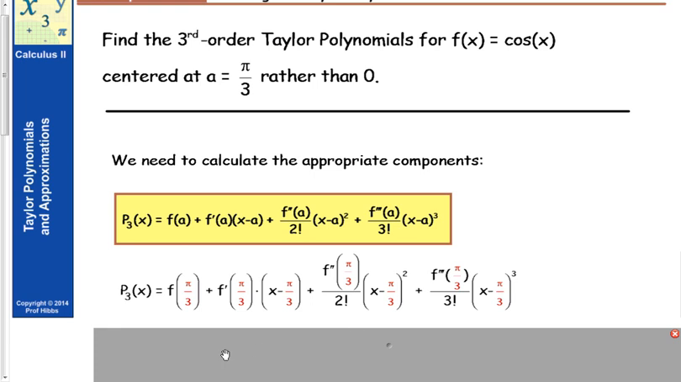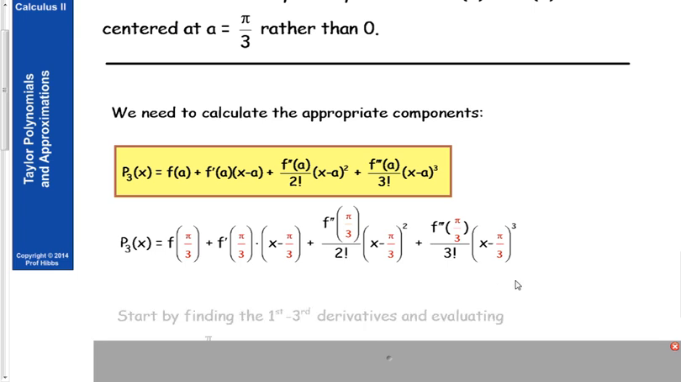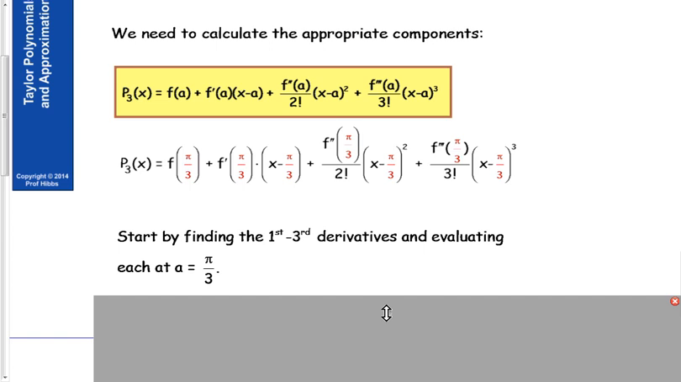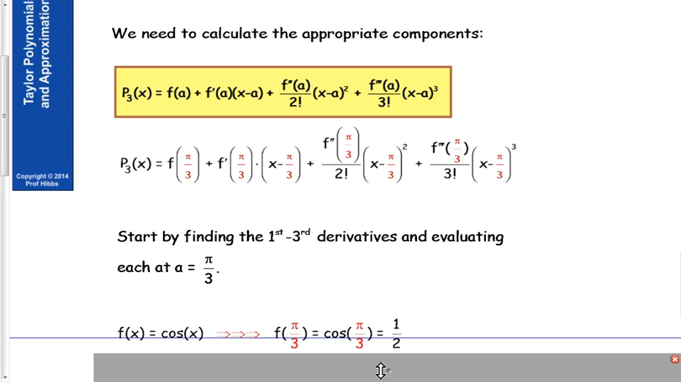So I've just rewritten it, because a is pi over 3, then we need f of pi over 3 plus f prime of pi over 3 times x minus pi over 3 rather than x minus a, and likewise all the way through here. That's what it will look like. And so we won't expand. We're going to leave x minus pi over 3 squared alone when we create this polynomial. But we have some work to do. So we'll start by finding the first through third derivatives and evaluating each of them at a equals pi over 3.